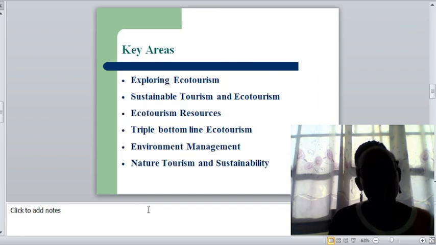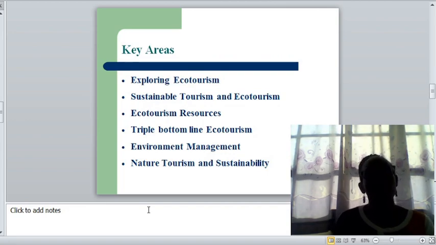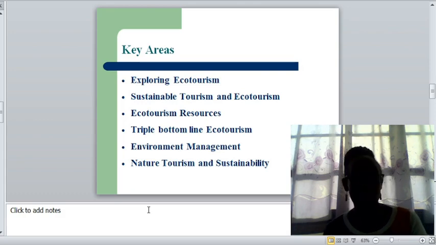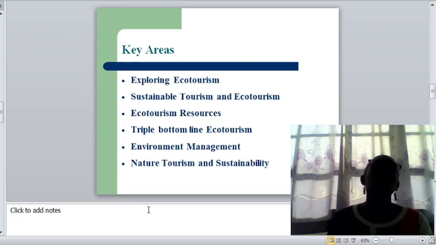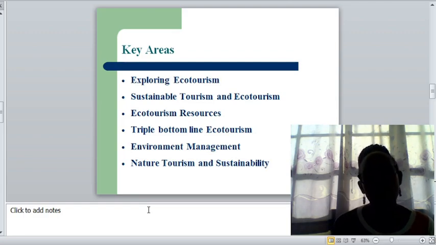The key areas in this course will be exploring ecotourism. This is where we want to find out the who, what, why, and how. Then the next key area or topic will be sustainable tourism and ecotourism. We want to see how they relate, the principles and the importance of ecotourism as part of sustaining tourism. We are also going to look at ecotourism resources. What are these resources? We are going to look at the primary ecotourism resources, secondary resources, and now support resources.